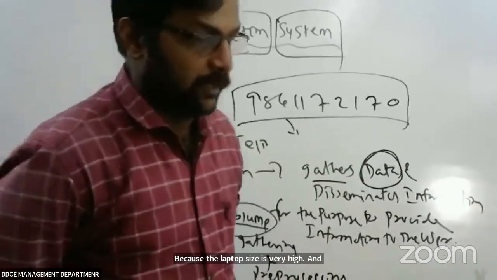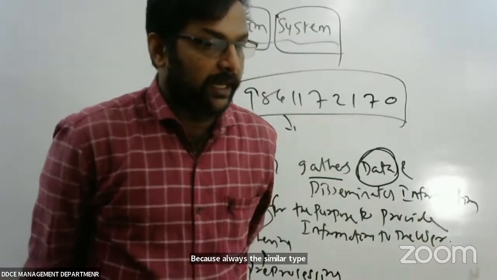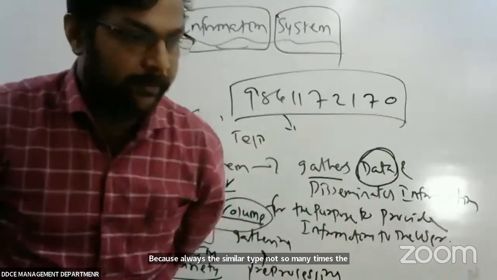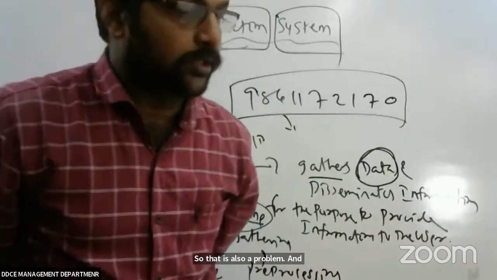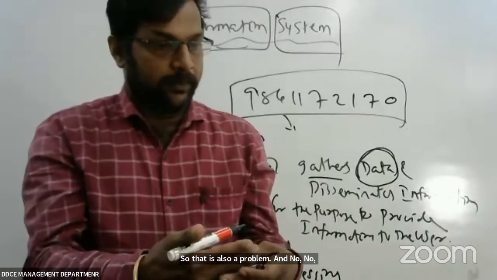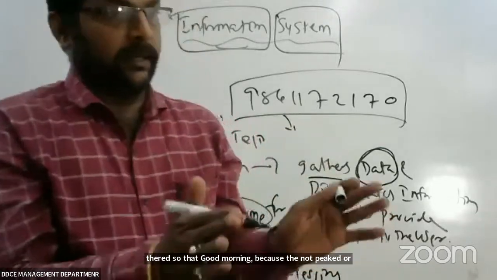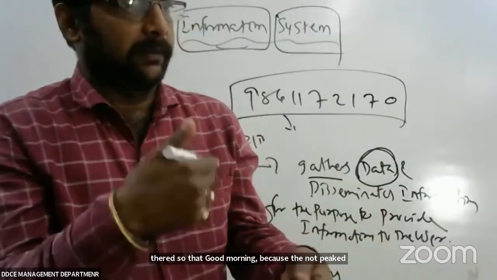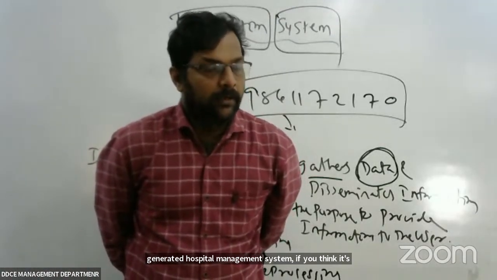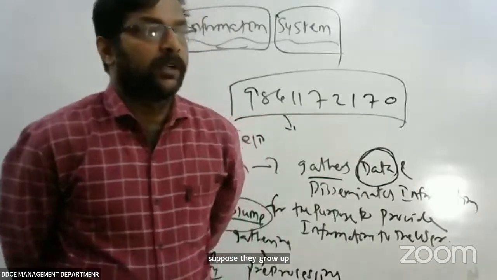Velocity and variety tell the different types of the data, because it will not always be a similar type; many times different categories of data will come. So that is also a problem. And the velocity tells that today we have to gather some data, tomorrow again, because it is not fixed for 1 day or 2 days. Each time the data is generated. In a hospital management system, suppose global operations are going on, or at the national level Apollo Hospital, it is operating across different states.